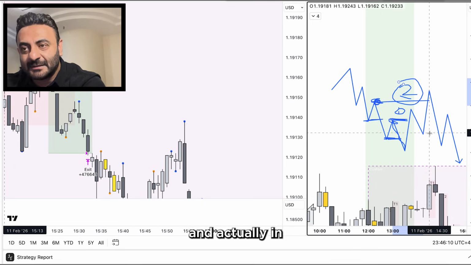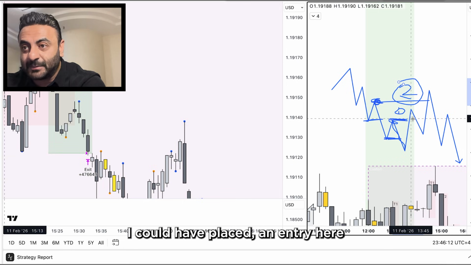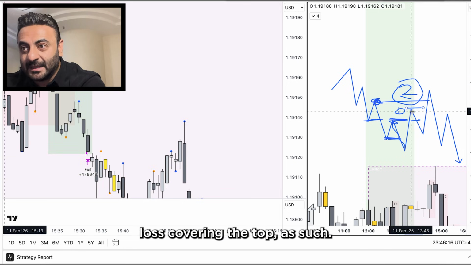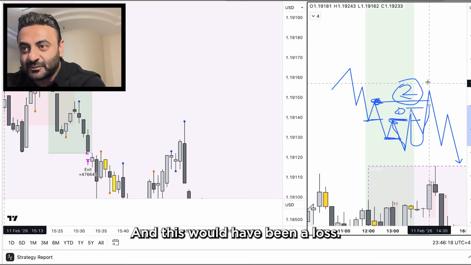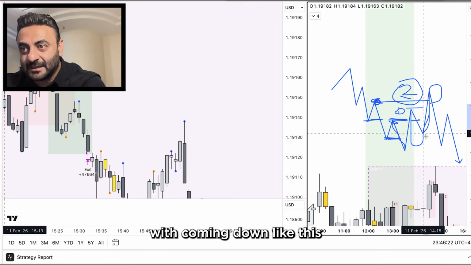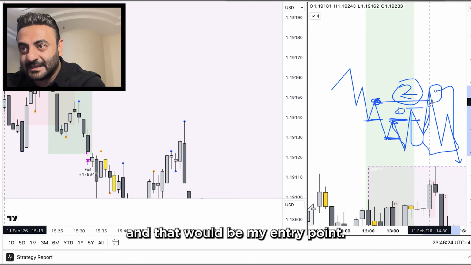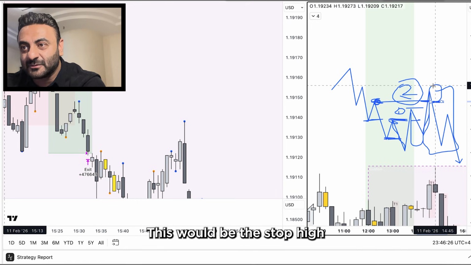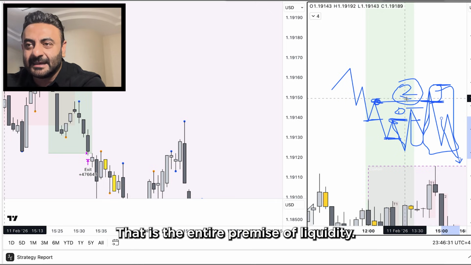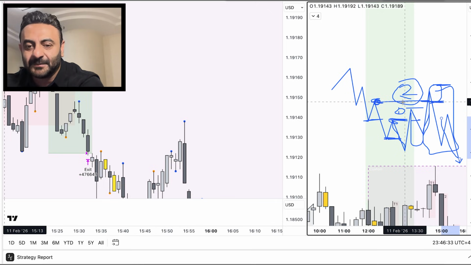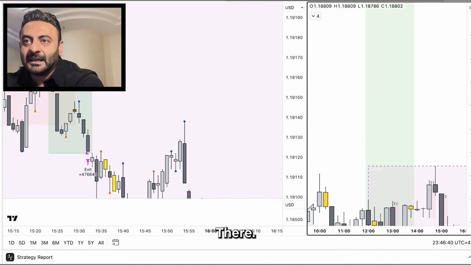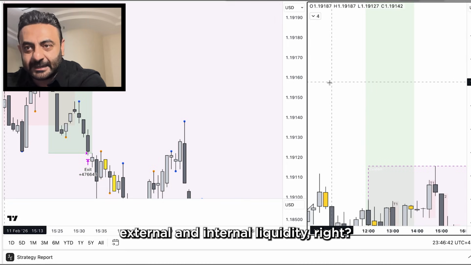In either one of these cases, I could have placed an entry here with a stop loss covering the top as such, and this would have been a loss. Or I could have placed an entry over here, coming down like this, and that would be my entry point. This would be the stop high, and this would be my winner. That is the entire premise of liquidity. Now let me clean that all up for you. There. Now there is something called external and internal liquidity.